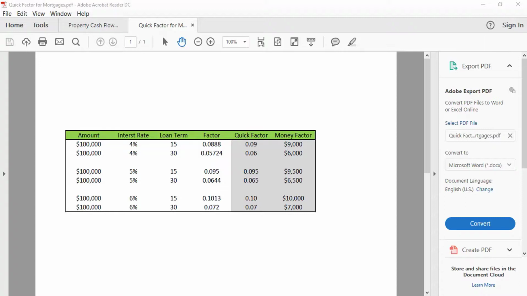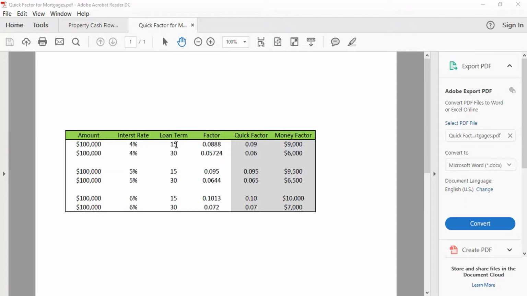So I made this little chart here today. That's what this video is about, which is just the different quick factors. So starting off with the basic $100,000 loan amount, and then I've got different interest rates, depending on the current interest rate environment you live in, or your credit score, whatever you can qualify for.